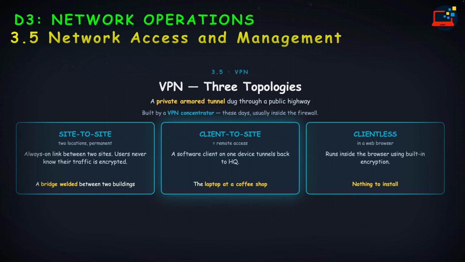There are two topologies. A site-to-site VPN permanently connects two locations, a bridge welded between two buildings, and the users at each site never know their traffic is being encrypted as it crosses. A client-to-site VPN, also called remote access, runs a software client on a single device, the laptop at a coffee shop tunneling back to headquarters. There's also a clientless option that runs inside a web browser using built-in browser encryption, so there's nothing to install.